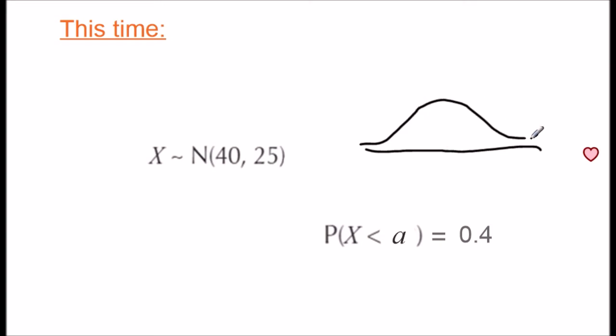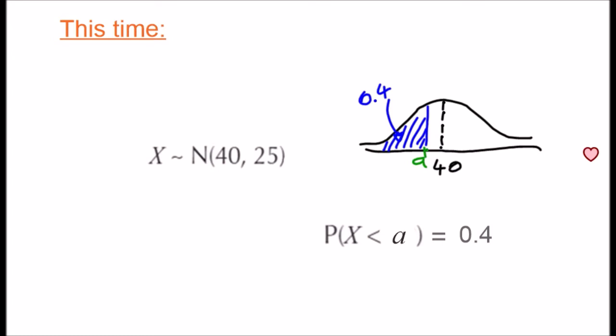Okay, bell curve this time. Mean at 40, and I've said this area is 0.4. Have a quick think about why I know that is to the left of the mean, and I've asked you what that value is there.